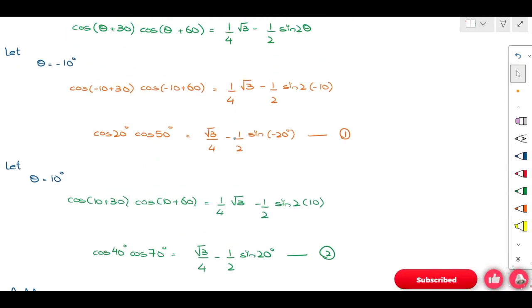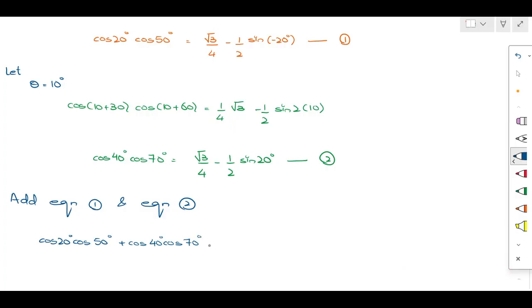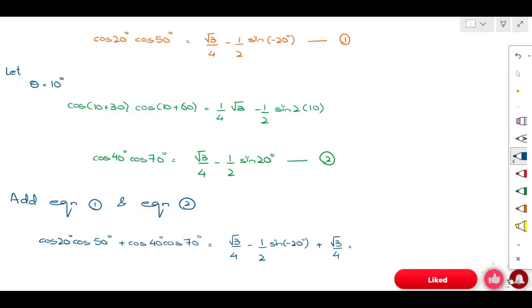Okay. We need to add both of them, right? So equation 1 is cos 20 cos 50 plus cos 40 cos 70, that is equal to root 3 by 4 minus 1 by 2 sine minus 20 degrees. Add this expression, square root of 3 by 4 minus 1 by 2 sine 20 degrees.